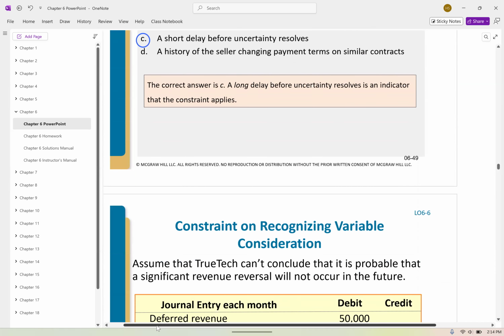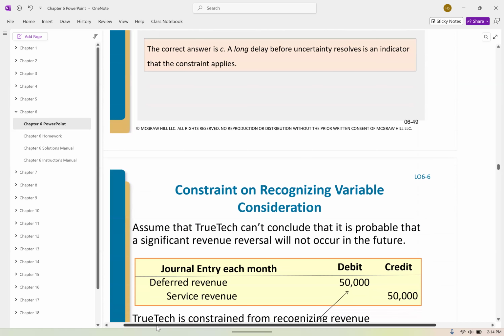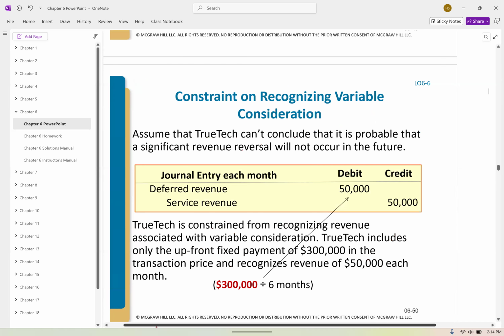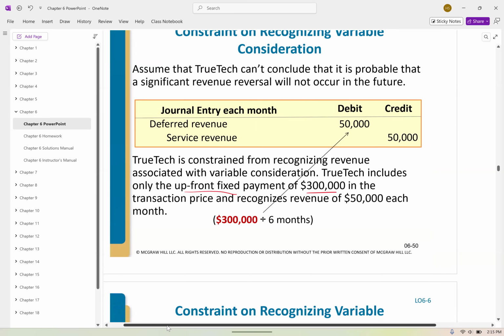All right. So now we're going to assume that TrueTech can't conclude that it is probable that a significant revenue reversal will not occur in the future. Then they are constrained from recognizing any of that 150,000. So TrueTech will only include that upfront payment of the 3,000, dividing that out and making that journal entry every single month for 6 months.